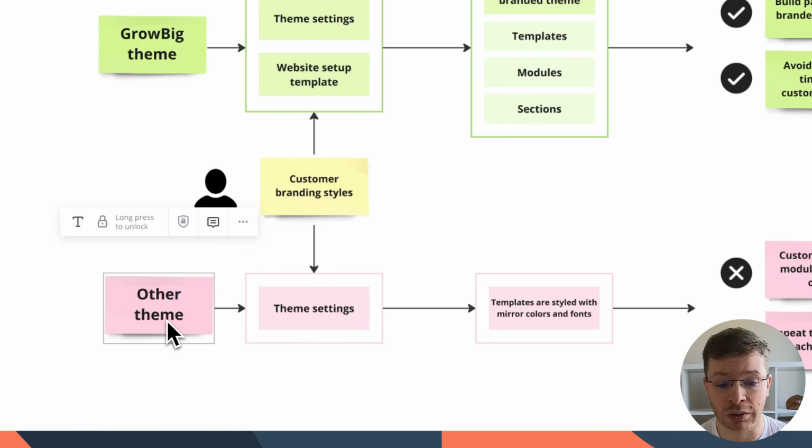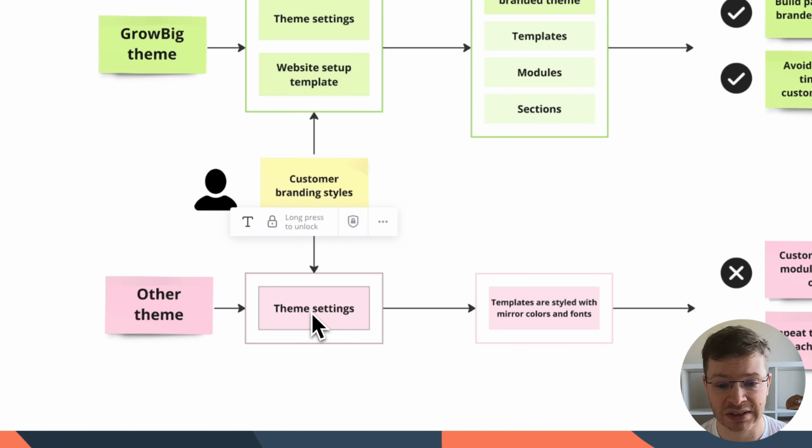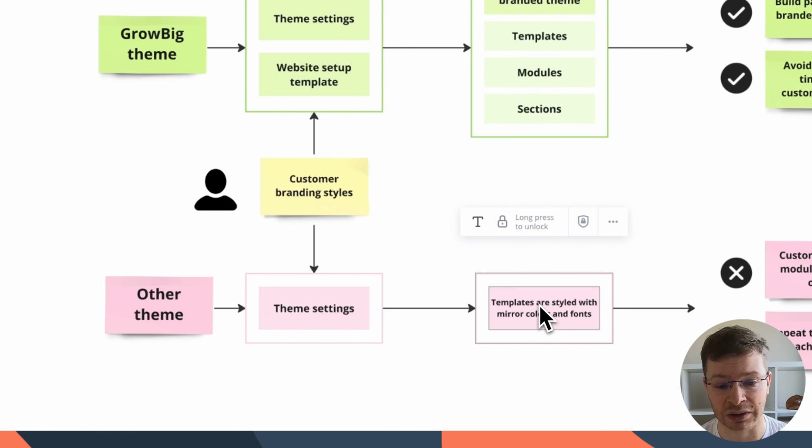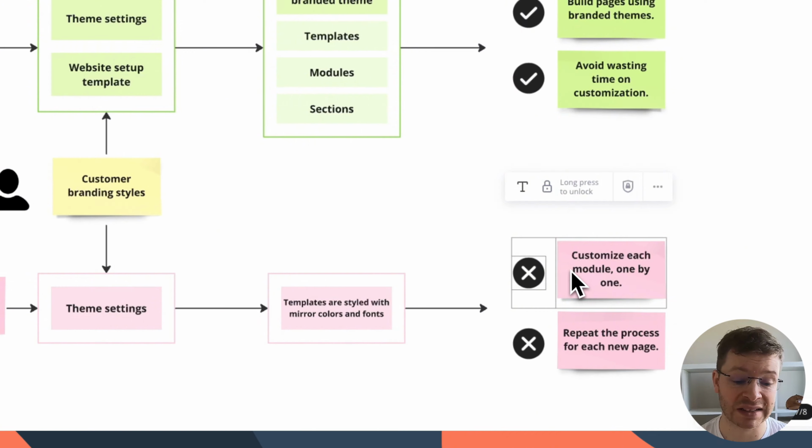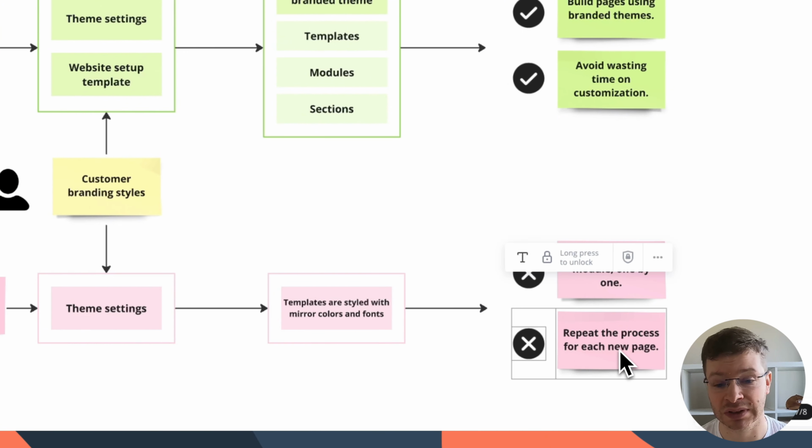Here's how it usually goes with the other premium themes. Once users install the theme, they need to go to the theme settings that allow them to upload only some minimal settings like fonts and colors. In the end, they only get templates styled with minimal styles, and if you want to build a page with new modules, you have to customize each module one by one. And for creating pages, you have to repeat the process every time.